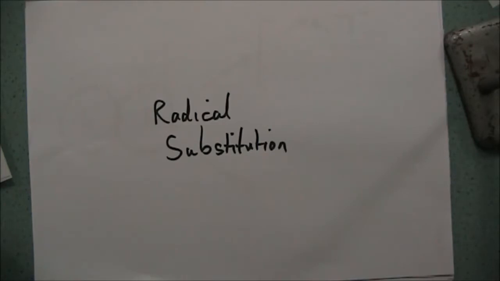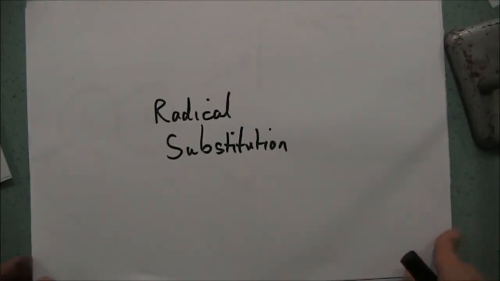Radical substitution is one of the first reaction mechanisms that we're going to look at in AS chemistry, and it's also quite a tough one. A reaction mechanism is something which shows us the path of electrons as we go through a particular reaction, and there are many that you're going to have to learn at A level. So let's jump into radical substitution.